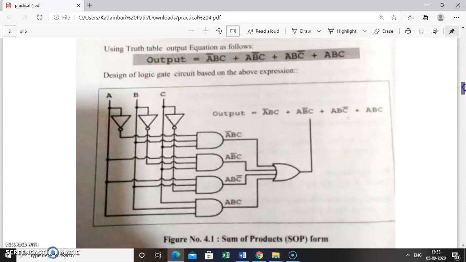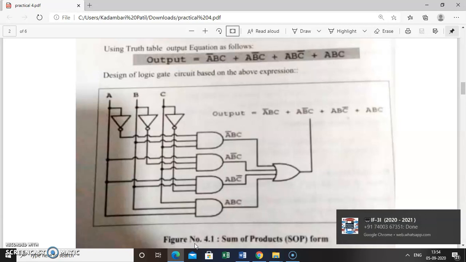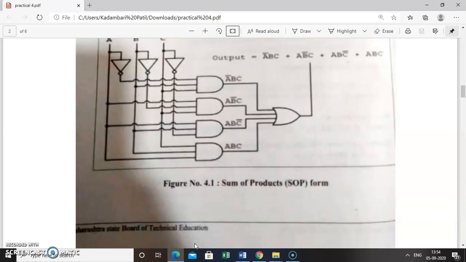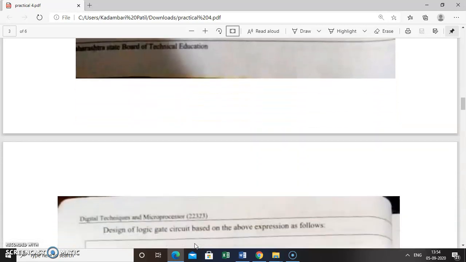And you can see they are using some gates to make the sum of product logical circuit. Here A, B, C are the 3 variables. You connect the NOT gate. After the NOT gate, you connect the AND gate for the variables. And in the SOP, we are doing the addition, so the OR gate is connected. And you can see the final equation. This is the logical diagram of sum of product.